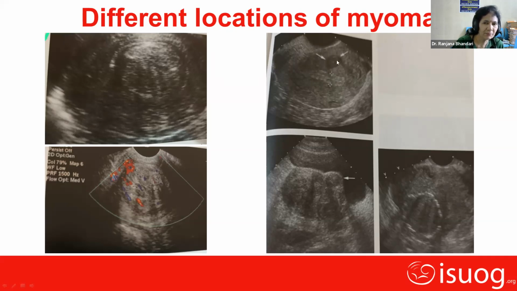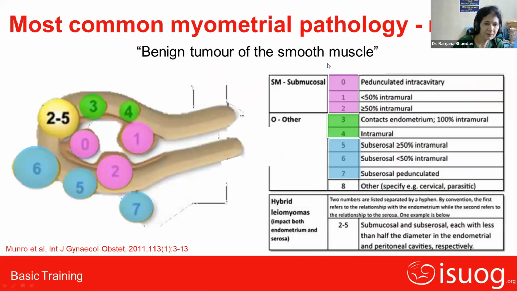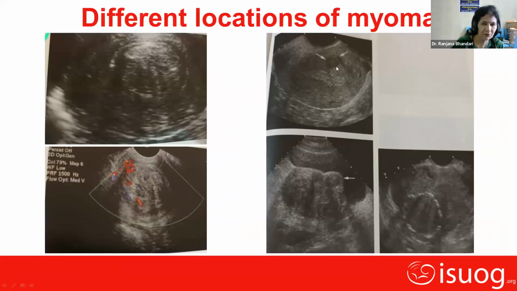So this is what type of myoma? I will show you. See, this is number 4 because it is not in connection with any endometrium. So it is number 4 myoma, type of myoma. So we had a question about number 1 myoma. Number 1 myoma was 50% intramural. So this is intramural myoma.